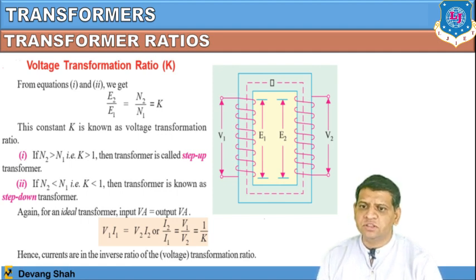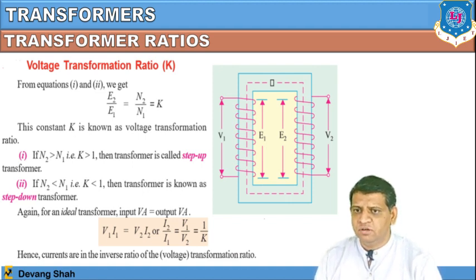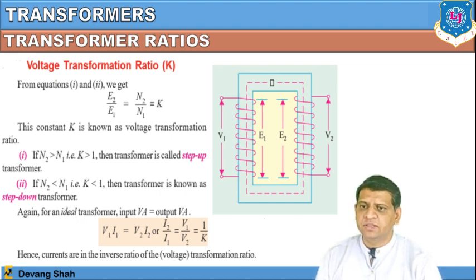Now based on this value of K, I can categorize the transformer. Constant K is known as the voltage transformation ratio, where if N2 is greater than N1, that means K is greater than 1, and this particular transformer is called a step-up transformer. If N2 is less than N1, so K is less than 1, then that transformer is known as a step-down transformer.